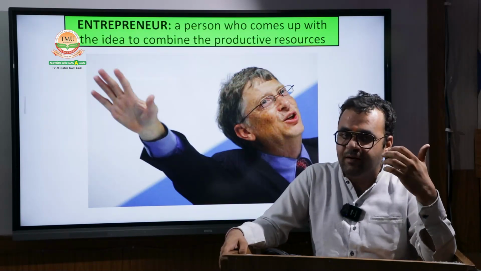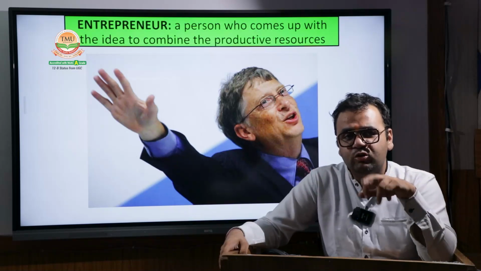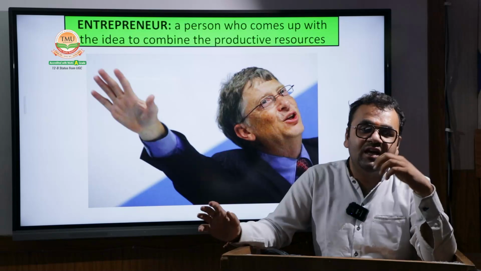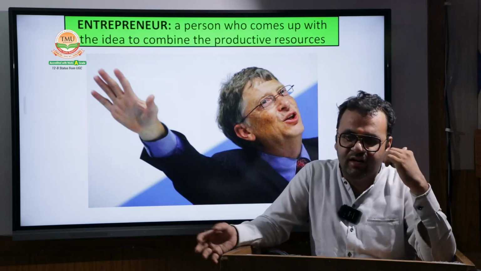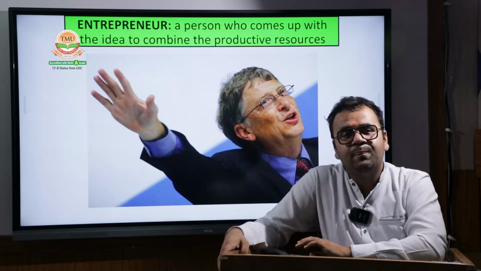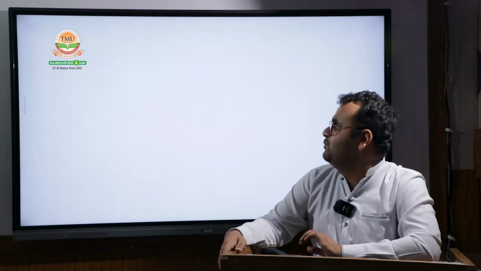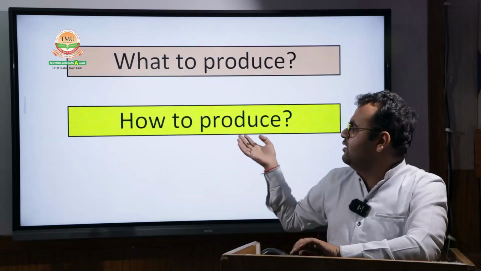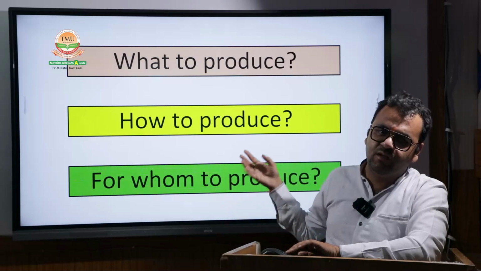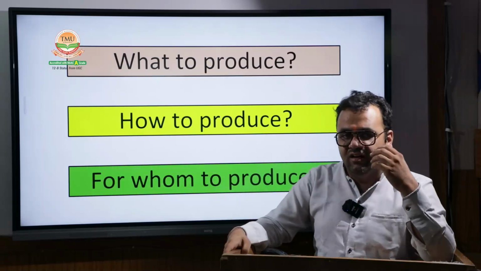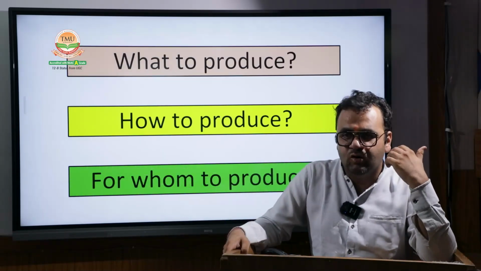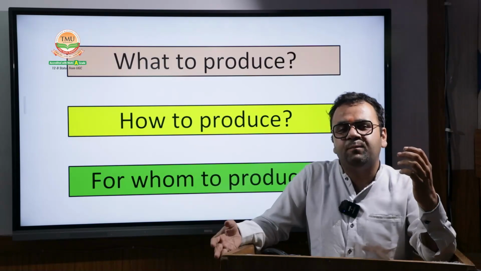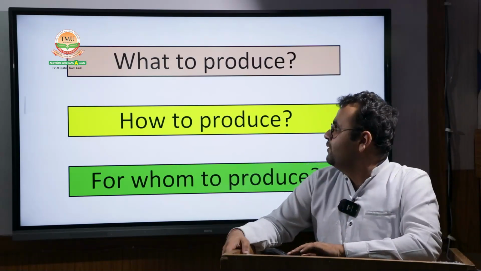Whether you have to use the capital intensive technique or the labor intensive technique. For whom to produce? He has to produce for the richer section of the society, or he has to produce for the poor section of the society. What to produce? I have told you that these are the three questions. The person who has the answer to the three questions, the solution to the three problems, can be called a good entrepreneur in the market.